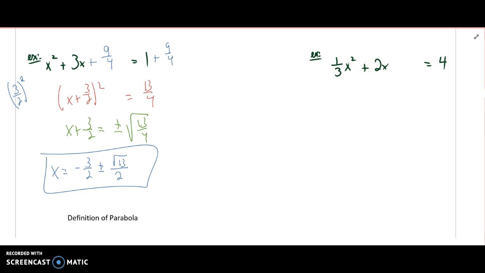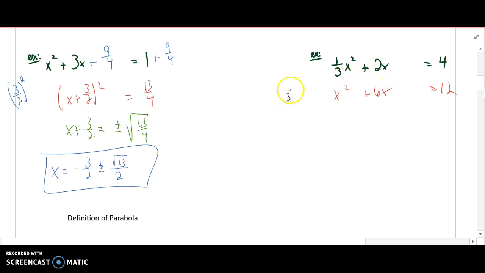Moving over to the right, the first thing I notice here is that the leading coefficient is 1/3, and I don't like that. I want that to be a 1x squared, so we're going to take everything on both sides and multiply by 3. That would then give us x squared plus 6x equals 12. Now the problem is looking a little more familiar.